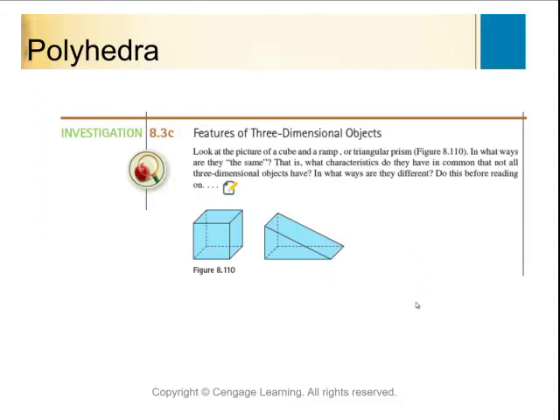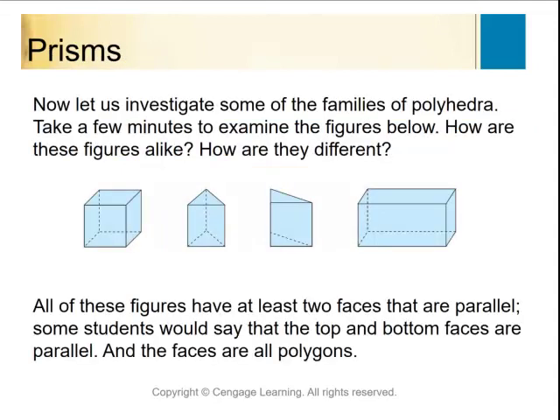All right, if we were to look at this cube and this ramp and decide what they have in common, what they have different. Another example where we're going to be looking at these different shapes, what do they have in common, what's different, what are the bottom and the top faces, what is that shape, are they equal in size, are they right angles.